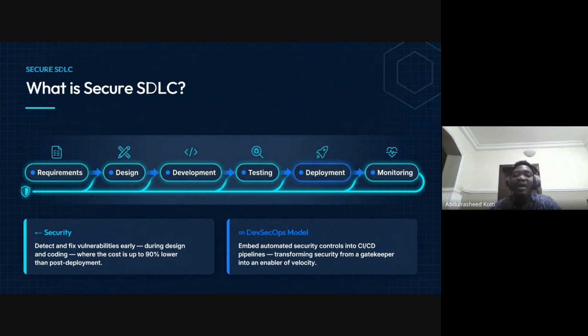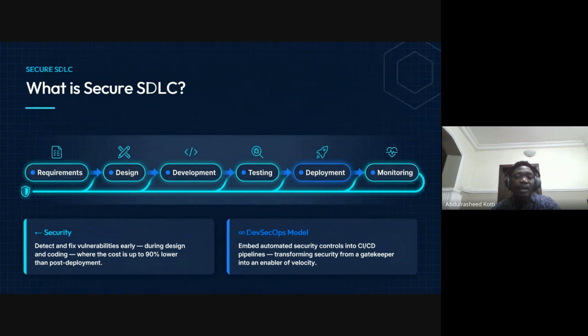And instead of waiting until the very end, it's best we think about security from the onset. And these are the two key things that we should know. For example, it is easier to fix a problem during design or coding or testing than after the app has gone live.